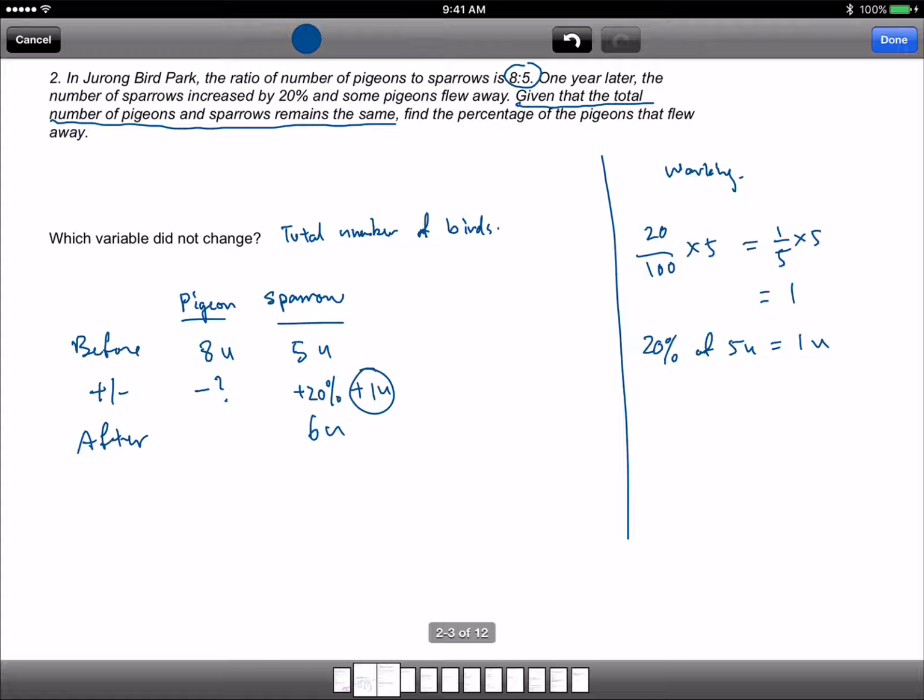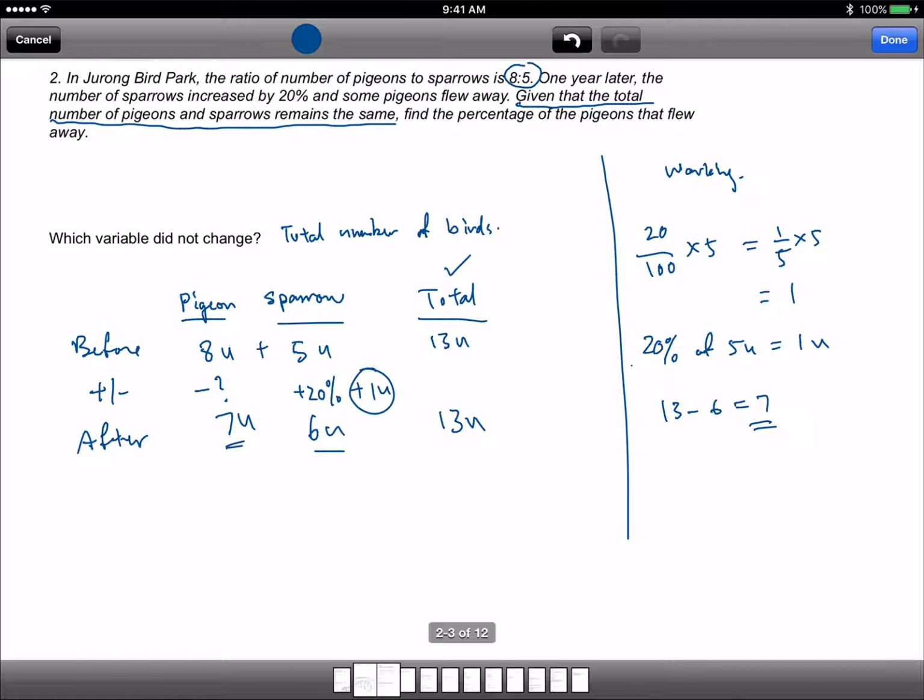Now here comes the tricky part. Now they told us that the total number remains the same, so what I do is I have a total here. Now what's the total for the pigeon and sparrow at first? It's 13. Now since the total remains unchanged, this has got to be 13 as well. Now if this is 13 and this is 6, this must be 7, because 13 take away 6 equals 7. So this is 7u.